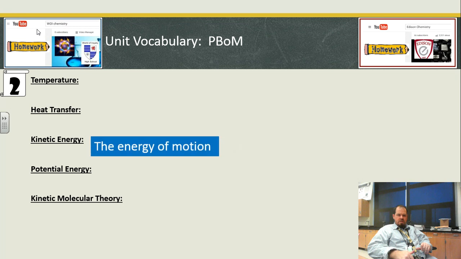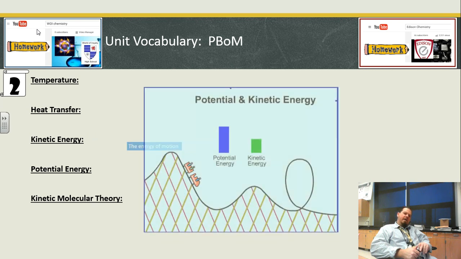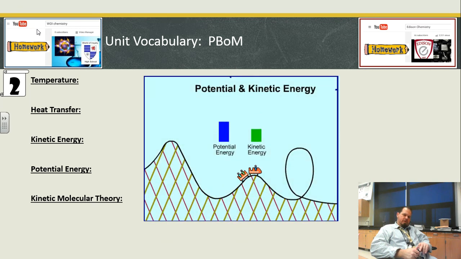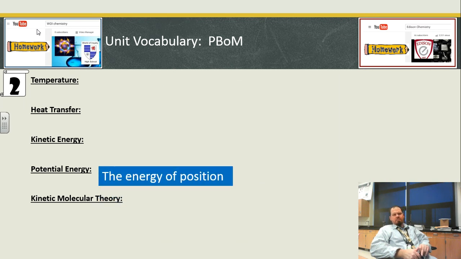Ready? So this is kinetic energy: the energy of motion. Okay. And then same picture. And potential energy is now the energy of position. And it will not be on your vocab quiz, but in our case, it will also be in stored chemical bonds. Okay.